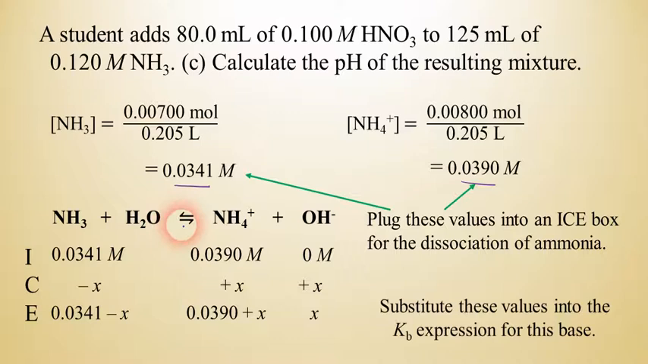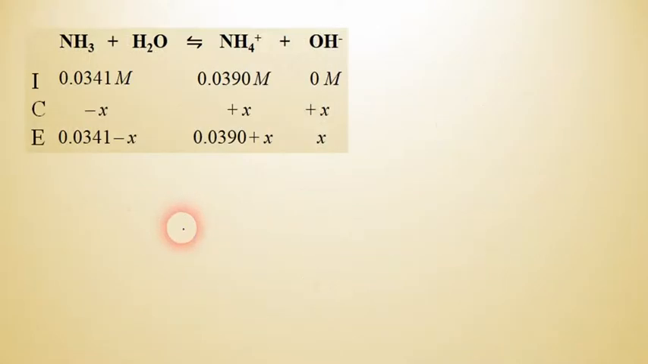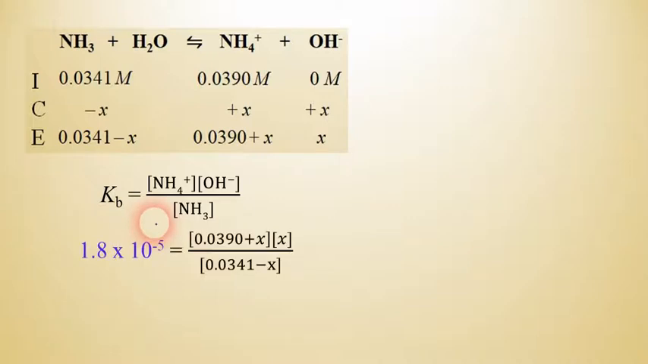And so we'll do that. And here's the ice box again. So there's the Kb expression, and we plug those values in. By the way, the Kb value for ammonia is 1.8 times 10 to the negative fifth. That's a number that will normally be given to you in a homework problem or on a test, or it's a number that you can look up pretty easily as well.